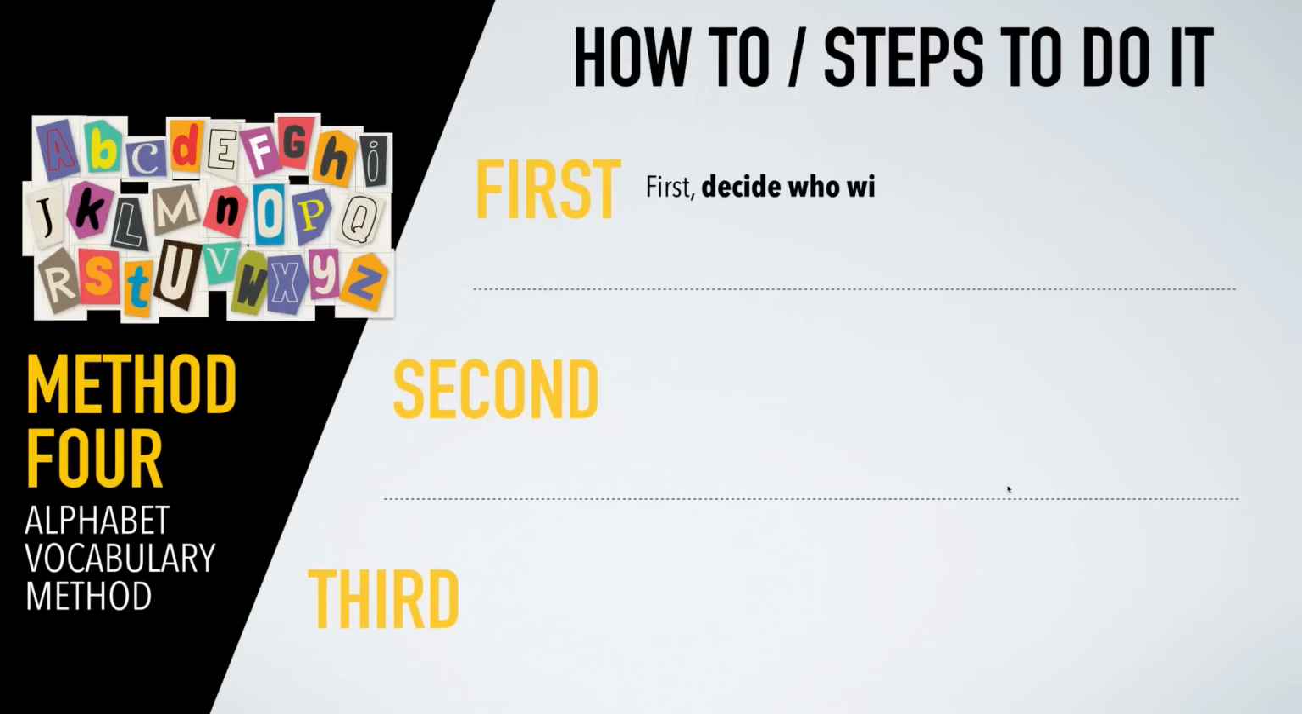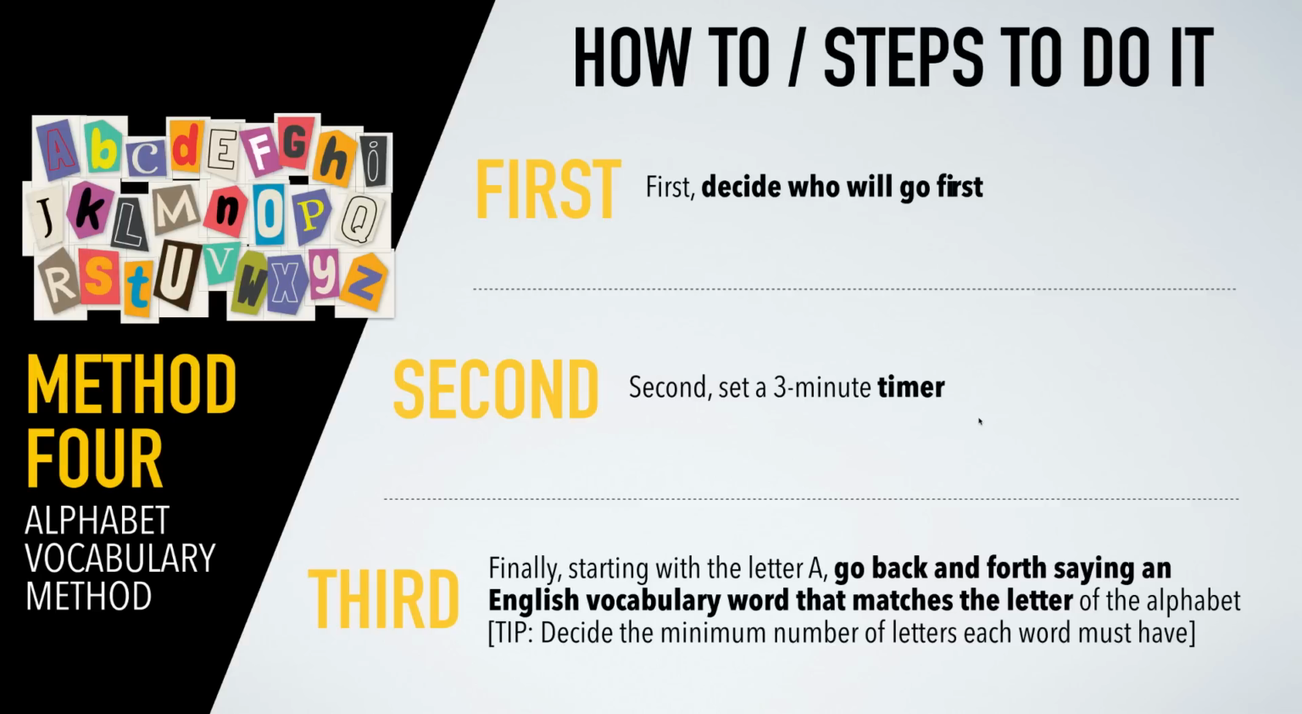Here we go. First, decide who will go first. Then set a 3-minute timer. Finally, starting with the letter A, go back and forth saying an English vocabulary word that matches the letter of the alphabet. Now, you may want to decide the minimum number of letters each word must have. You don't want your partner saying I for the letter I.